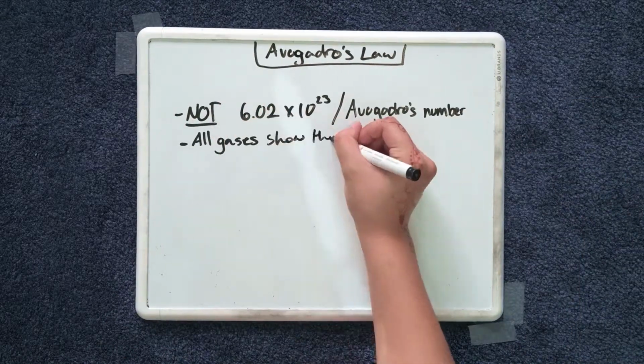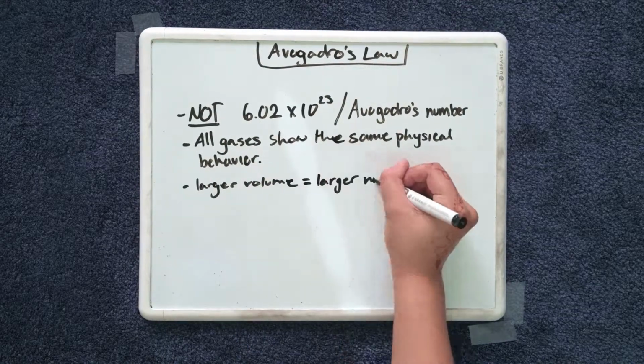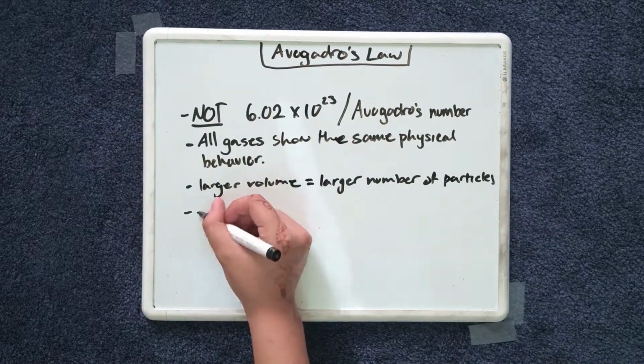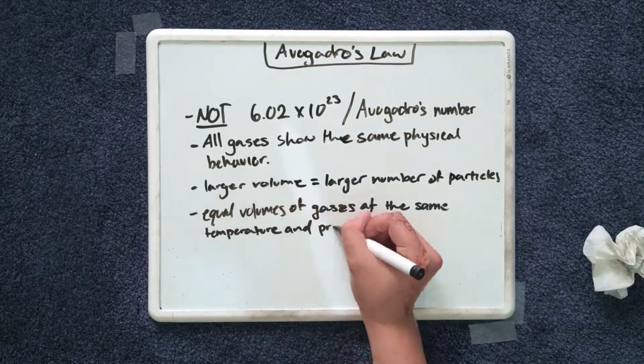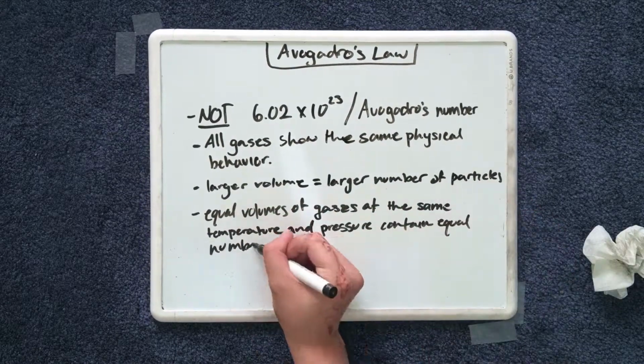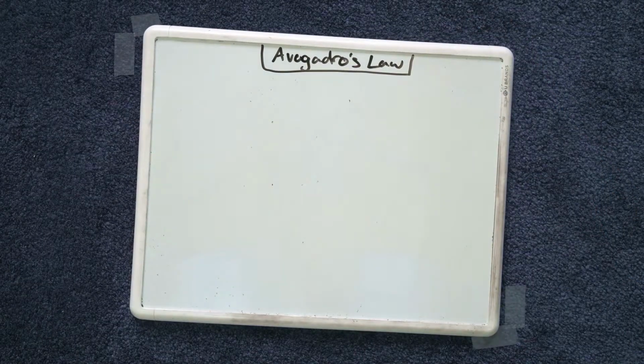Now Avogadro's law states that all gases show the same physical behavior. Additionally, gases with a larger volume must consist of a greater number of particles. It also states that equal volumes of gases at the same temperature and pressure contain an equal number of particles.